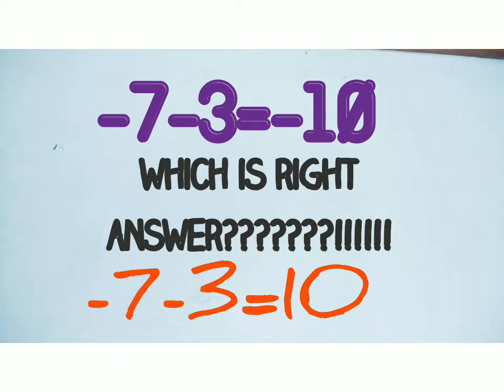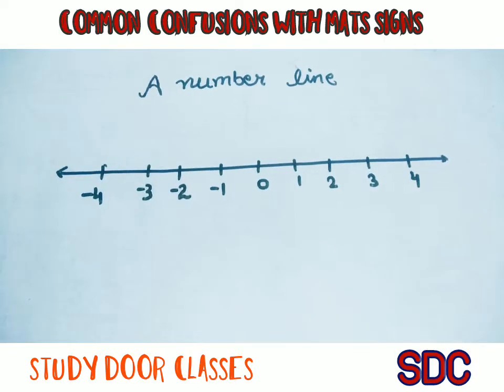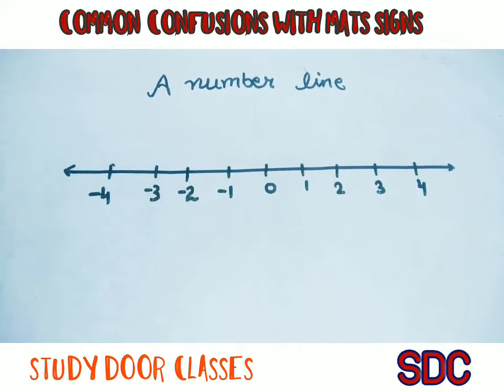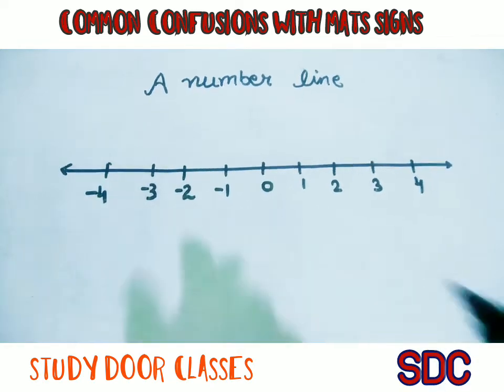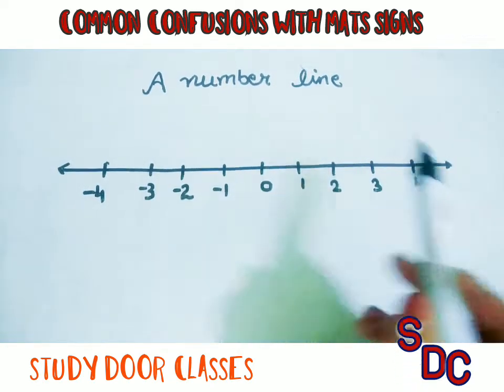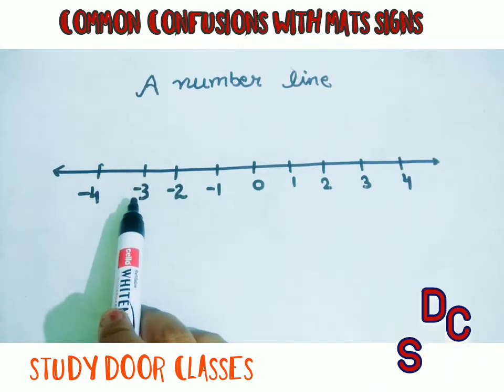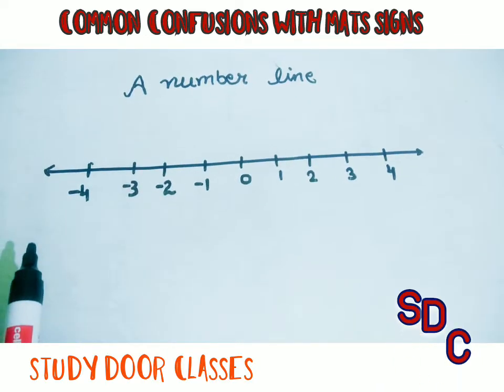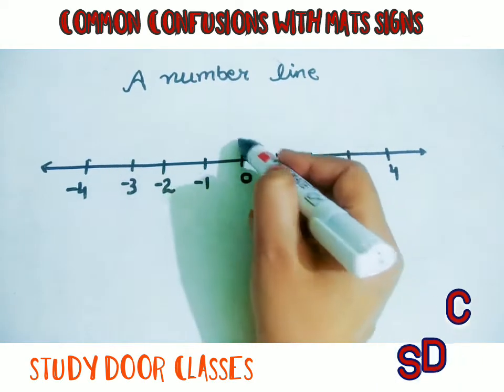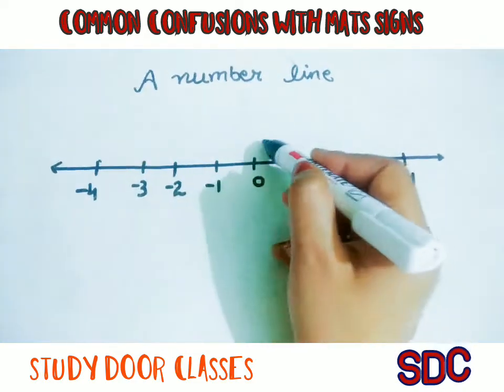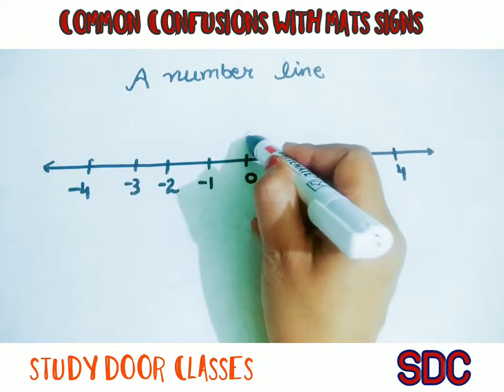So let's start from a number line. A number line is a line with numbers marked at regular intervals, just like 0, 1, 2, 3, 4, or 0, minus 1, minus 2, minus 3, and minus 4. First start from 0. Let's consider that you are here.